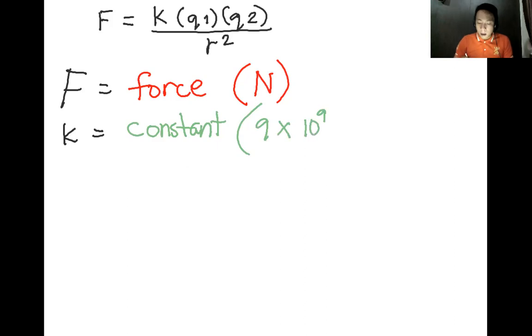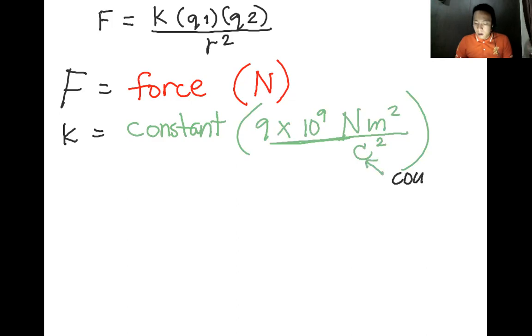Newton meter squared all over C squared. What is C? C here is the coulomb. Remember that one. This one is the coulomb, and coulomb is the unit for static electricity. Okay, so we have the coulomb.